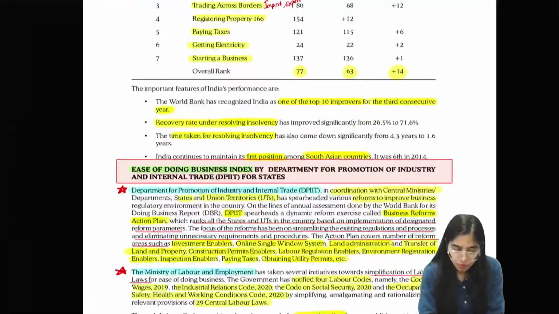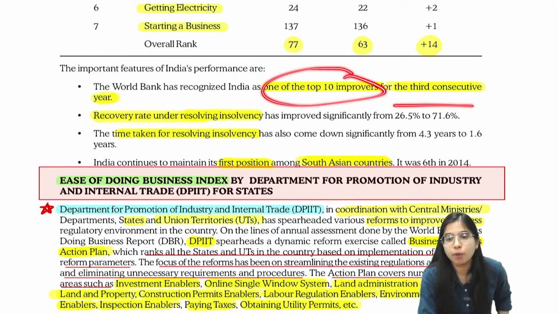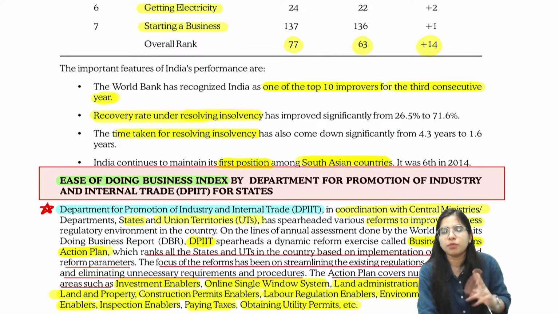Now moving forward. A few basic points the World Bank has told: India is among the top 10 improvers for 3 consecutive years. Three consecutive means continuous 3 years. For continuous 3 years, India has been among the top 10 improvers.